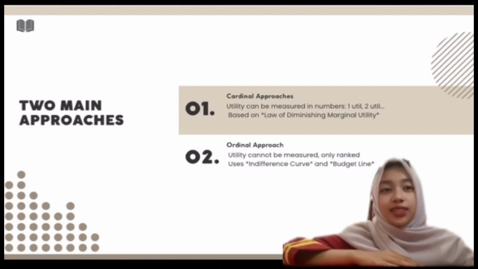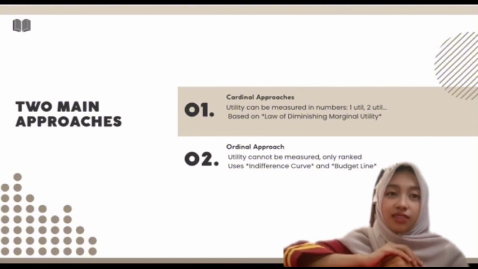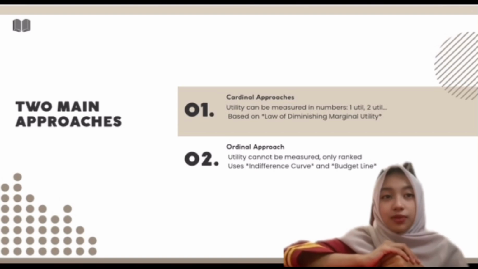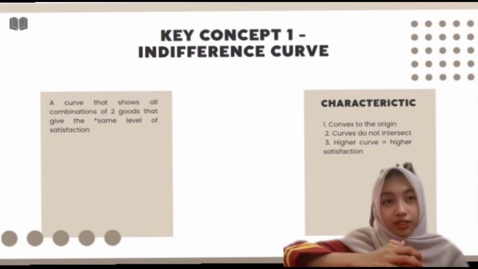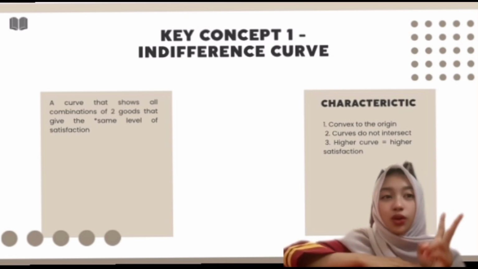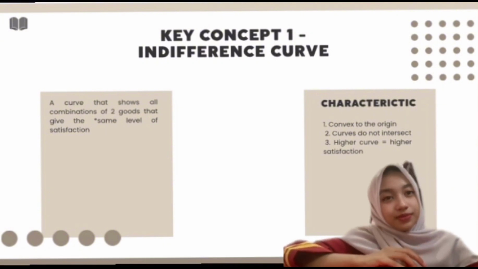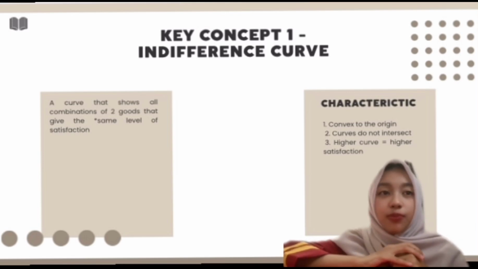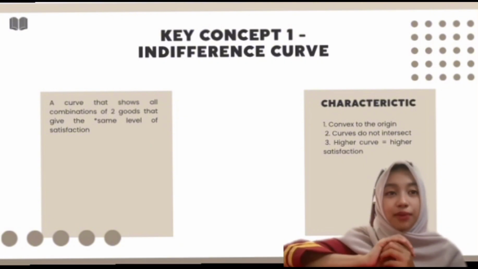Here, utility cannot be measured with numbers. We can only rank our preferences. For example, I prefer coffee more than tea, and I prefer tea more than water. Kita nggak bilang kopi 10, tea 5. Kita cuma bilang lebih suka. To analyze this, economists use tools: the indifference curve and the budget line. Most modern economists prefer this ordinal approach because it's more realistic and practical.